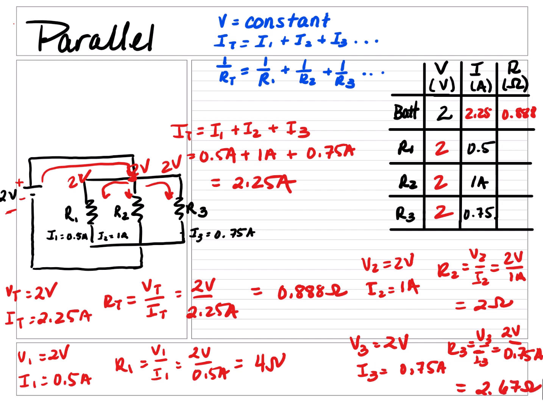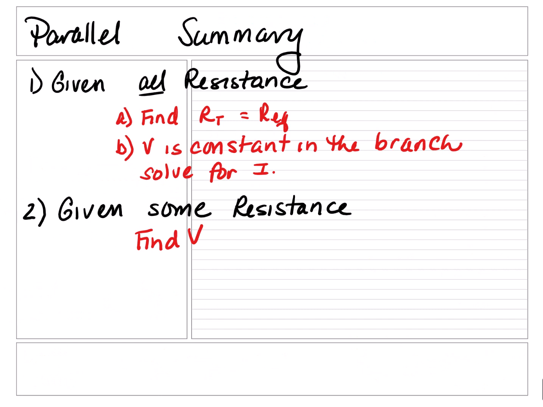I hope these slides give you a better understanding of parallel circuits. If all the resistances are given in a parallel circuit, find RT or REQ. They mean the same thing, the total resistance.